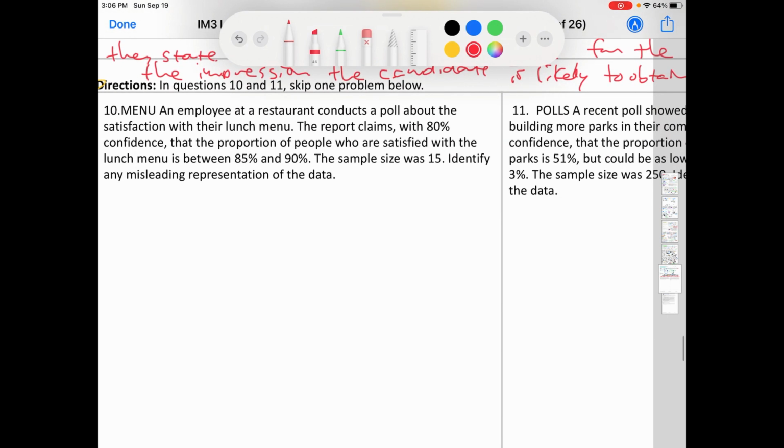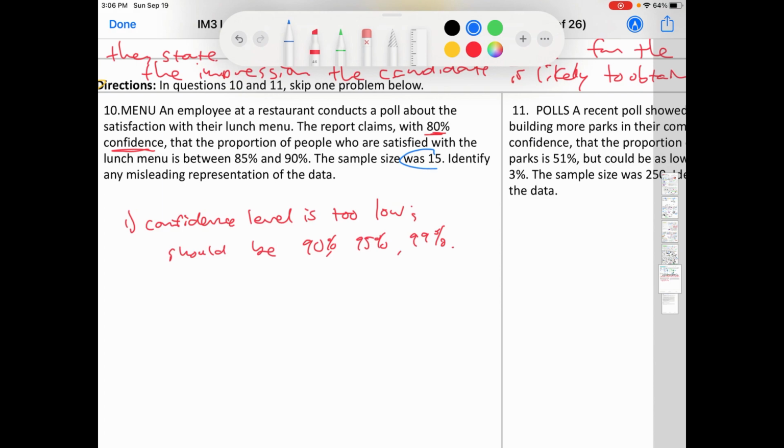Okay, let's first talk about 80% confidence. What do you think? This confidence level is too low. What are the numbers? Should be 90, 95, and 99%. What else do you notice? Sample size. If n equals 15, let's do some math.